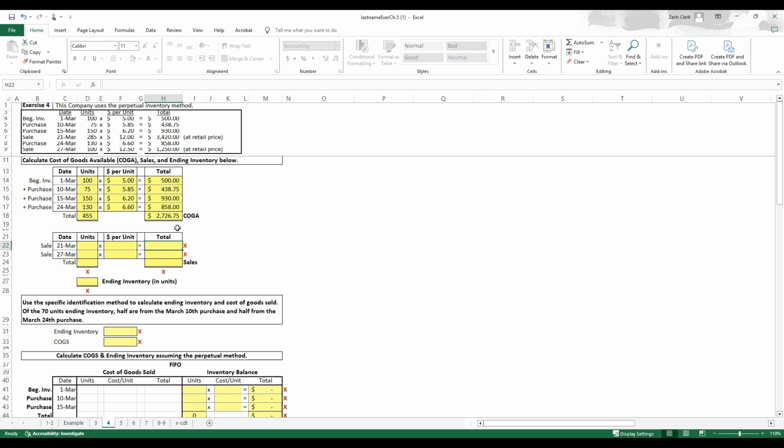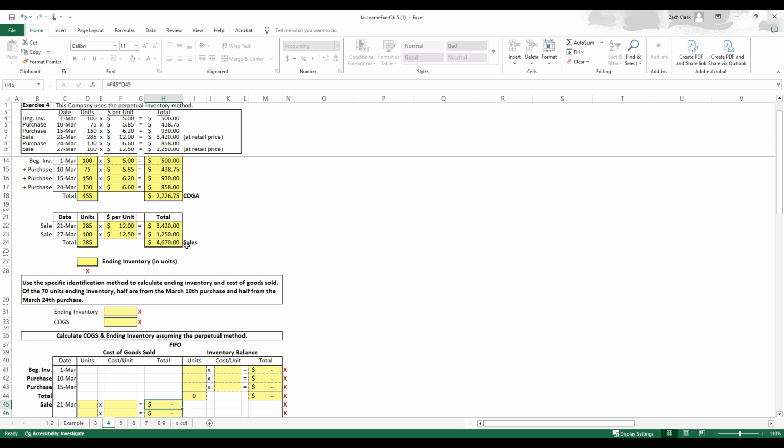Add those. So our total amount of cost of goods that we had available to sell, 455 units. This is the total cost of those units. And we had two sales, one on the 21st, 285 units, and then one on the 27th of 100 units. Two different sales prices. I'm just going to copy this formula here, paste that in, and sum those up.